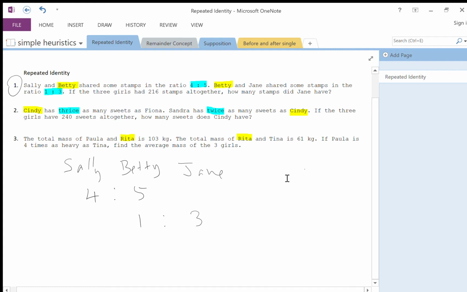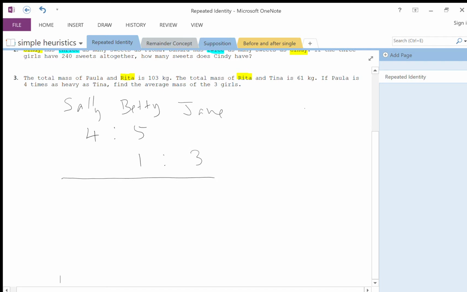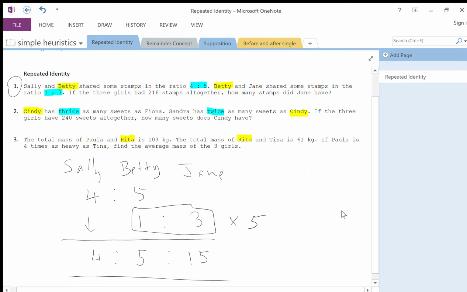Now what we have to do is to make them the same. What do we mean by make them the same? We have to make sure that Betty is 5. How we do this is we multiply the second set of ratio by 5. So we end up with 5:15, and we just bring down the 4 like this. When we do this, we are actually comparing the ratio between Sally, Betty, and Jane. So we have the ratio for Sally, Betty, and Jane, which is 4:5:15.